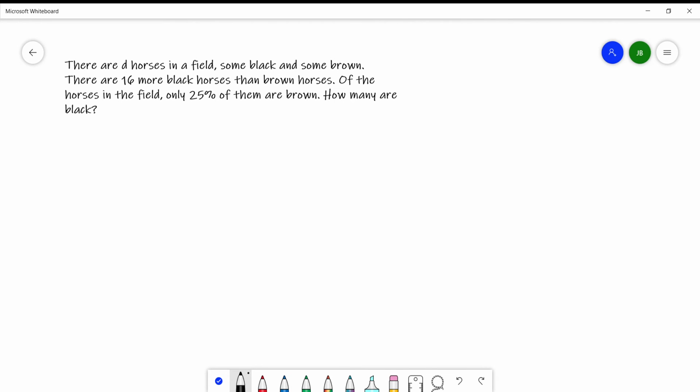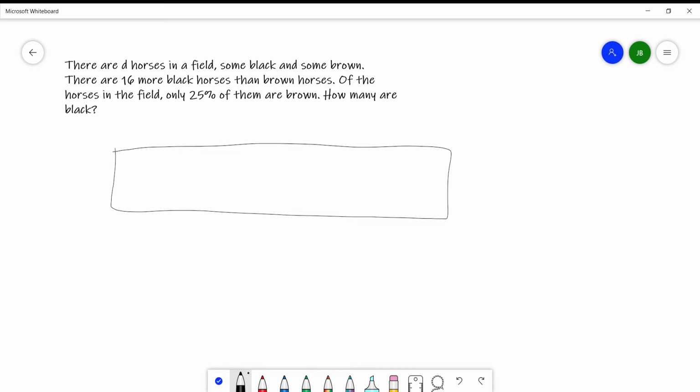So if we start with a bar model, it says there are D horses in a field, some black and some brown. I rewrote the sentence so that it was more clear. There are 16 more black horses than brown horses. Of the horses in the field, 25% of them are brown. So how many are black?